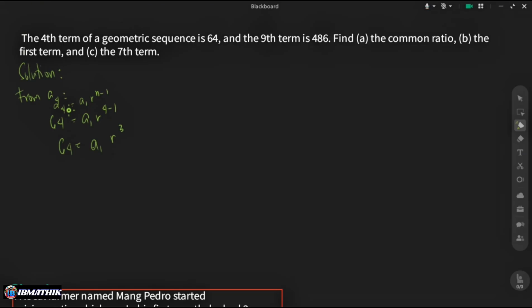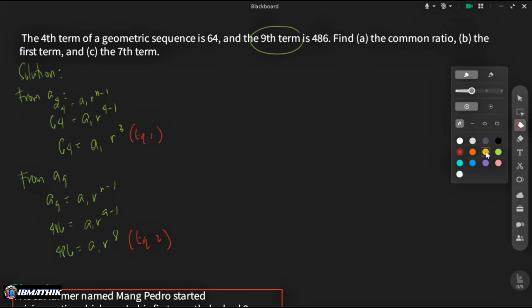Alright. Now let's move on. What about from the ninth term? From the ninth term, let's do it. 9, a sub 1, and minus 1. So this will become 486 equals the first term times r raised to 9 minus 1. This will be our equation 2, and this is our equation 1.